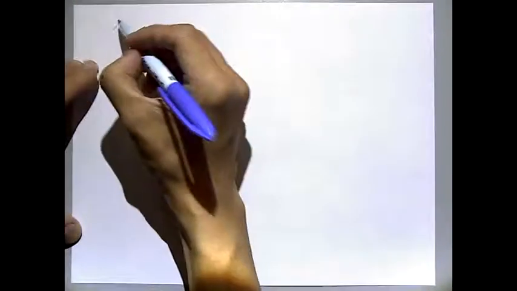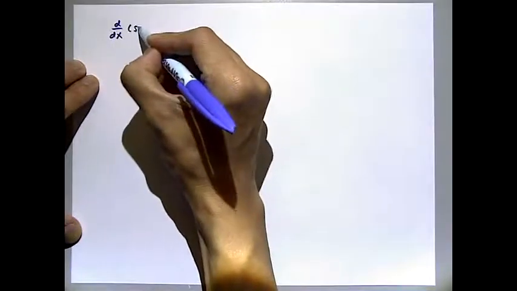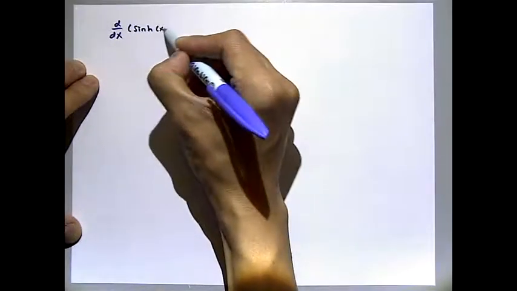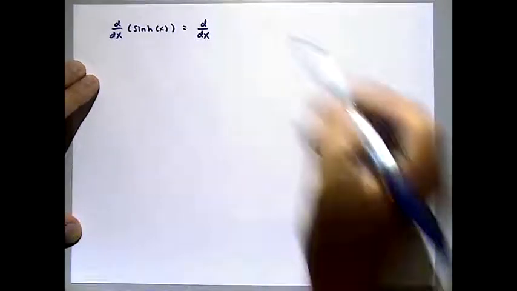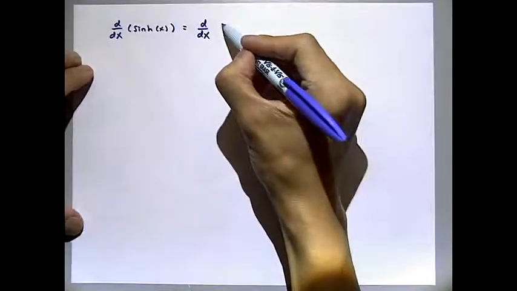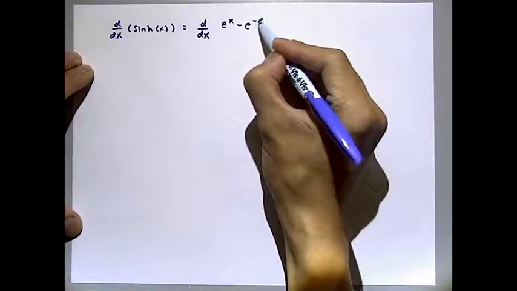Let's take the derivative of the hyperbolic sine and see what we get. The derivative of hyperbolic sine, by definition, is the derivative of e to the positive x minus e to the minus x over 2.